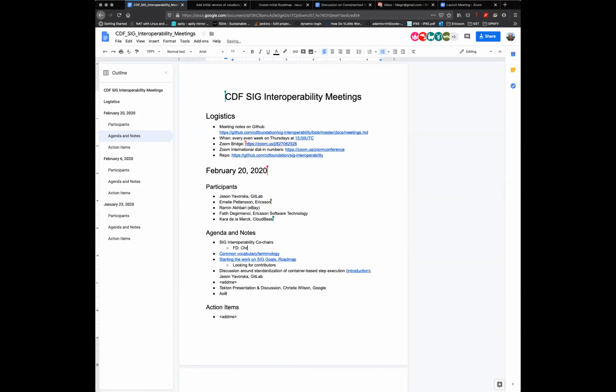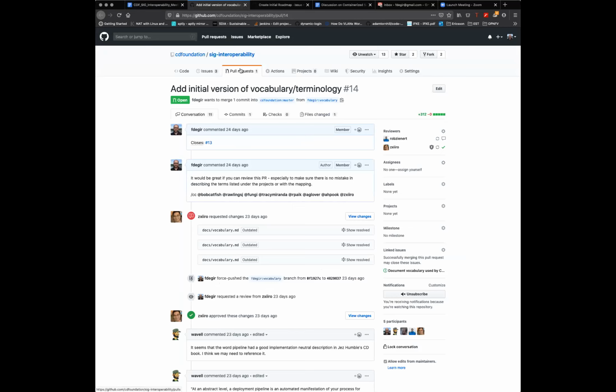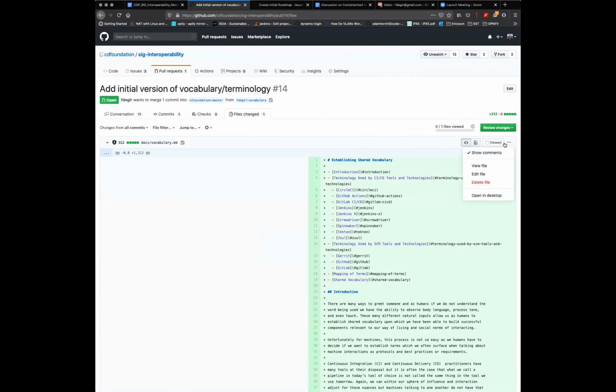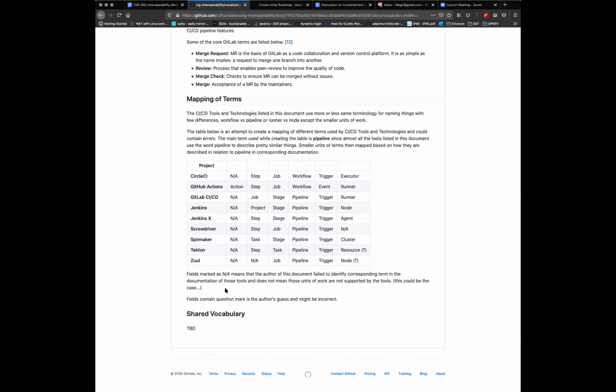The next topic is about the vocabulary terminology work we started a few weeks ago, and the link is in the meeting minutes. I think we have a pretty extensive terminology vocabulary there, but we lack reviews. We put some information about the tools and technologies used by many into the doc, and we added the terms used by the tools, and at the end we also have some mapping for the terms across different tools. But since I don't know all these tools, I might have made mistakes, or I might have missed some tools such as Argo, as Emil pointed out.